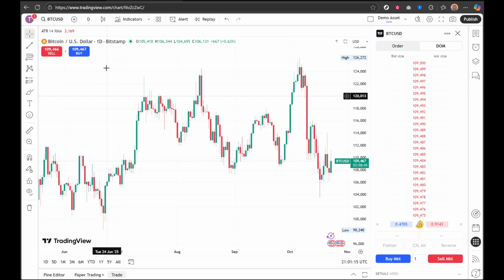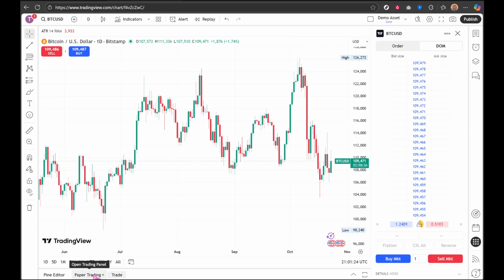With simulated trading, you can experiment with different scenarios, observe how the DOM tool behaves under various market conditions, and build your confidence before you put real money on the line. This practice can help bridge the gap between theoretical knowledge and practical application.